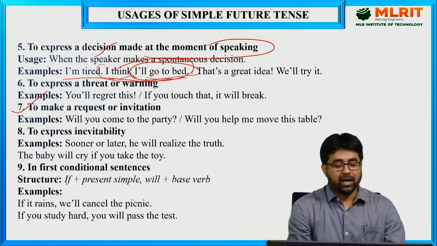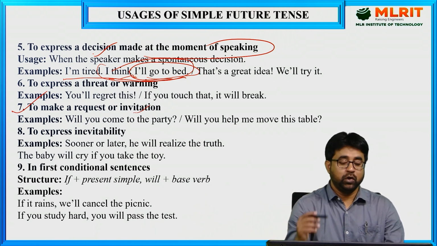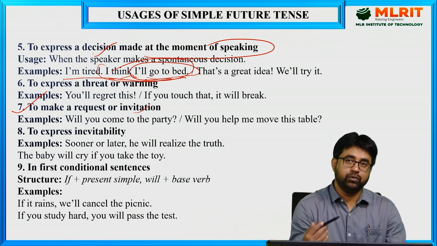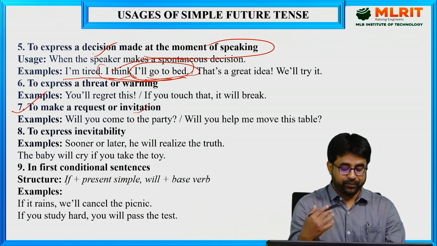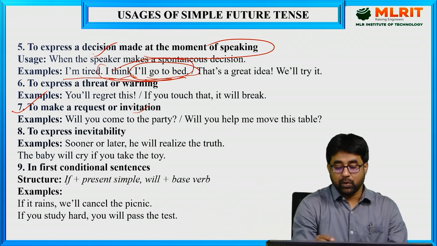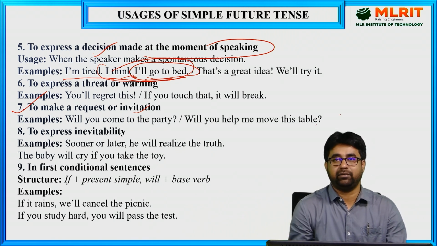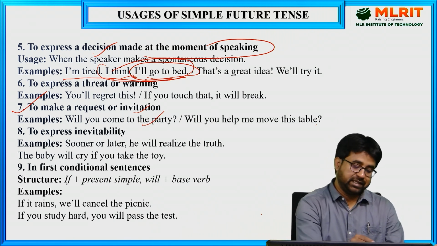To make a request or an invitation also, we use simple future tense. Will you come to the party? See here, I am inviting someone, or I am just making a request, right? Will you help me move this table? A request here. Here it is an invitation. Which tense am I using? It's simple future tense only.